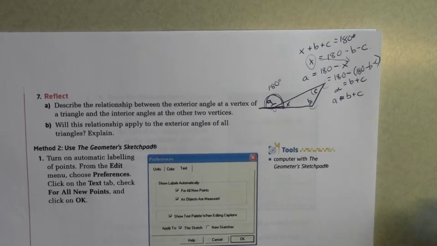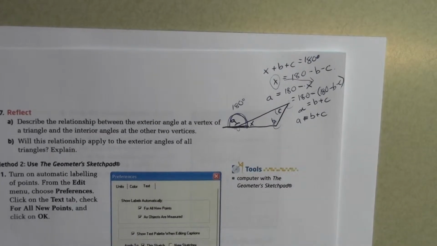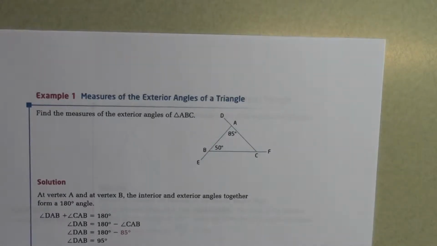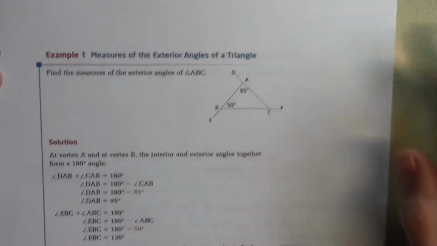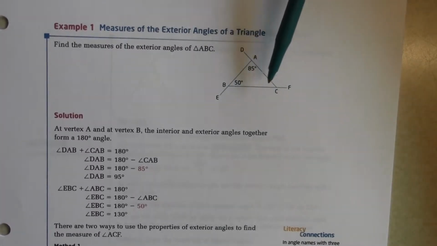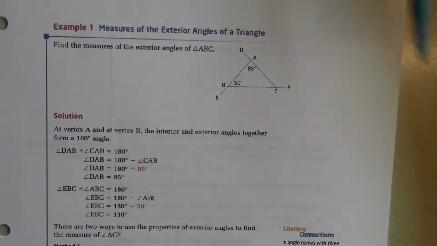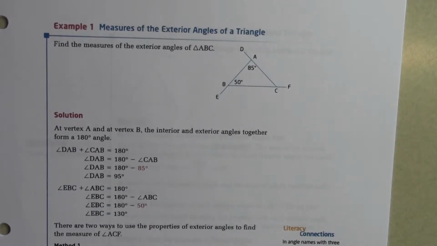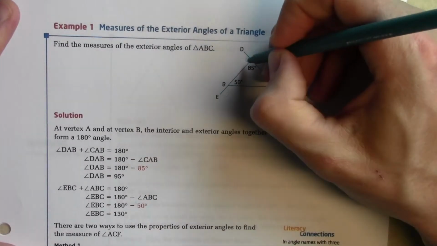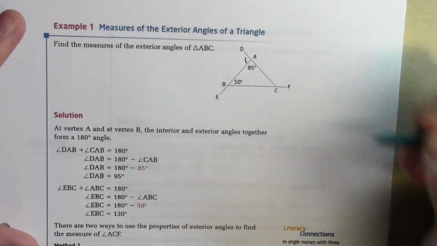All right. Okay, we're going to go to the first example. We may come back and get a class set of laptops to do the sketch pad if we have time. But for now, we're going to go to the first example. Find the measures of the exterior angles of triangle ABC. So the exterior angles. So let's first deal with the exterior angle D. We're missing an interior angle. We should get this angle first.